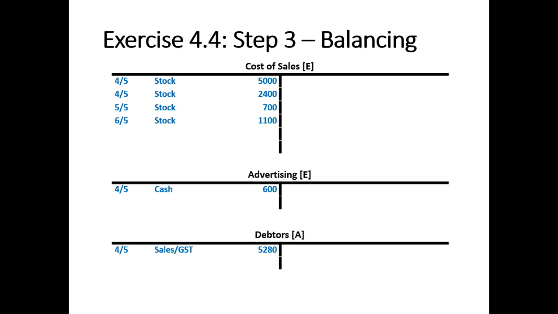That leaves cost of sales, a bit like sales. It's obvious that the one side's going to have all the figures, but again we still do want to balance that and be thorough and just go through the procedure. That leaves advertising and debtors, and both of those only have one entry, so no balancing is required.